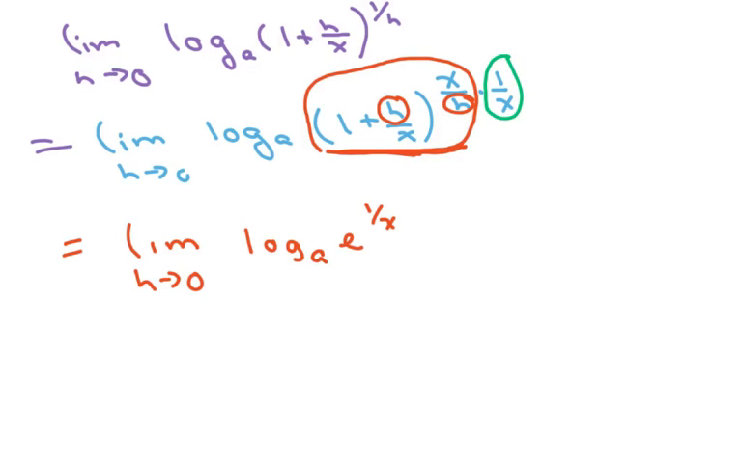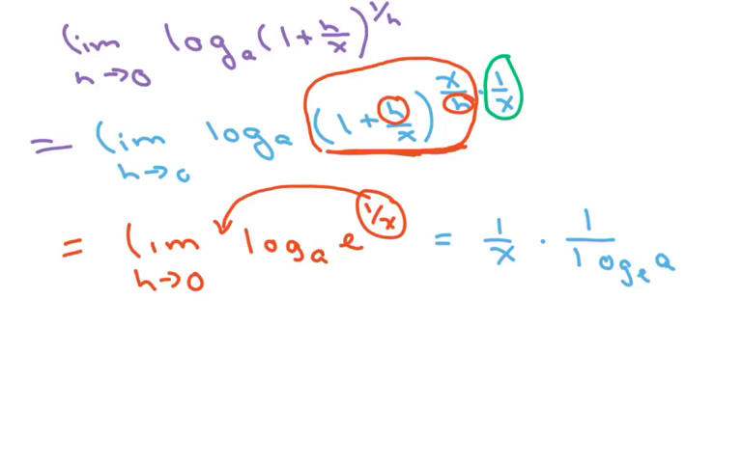And what I'm going to do is move this in front back as my power property, and I'm going to get this as 1 over x times 1 over log base e of a.